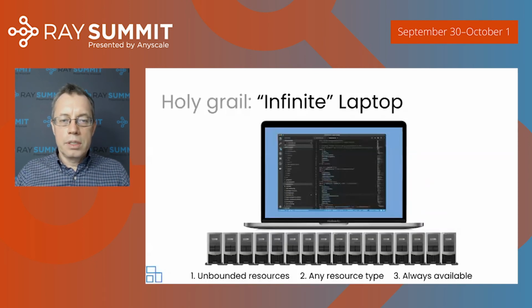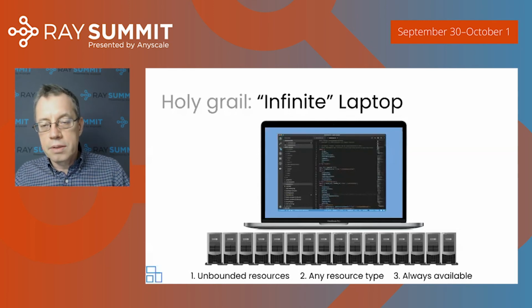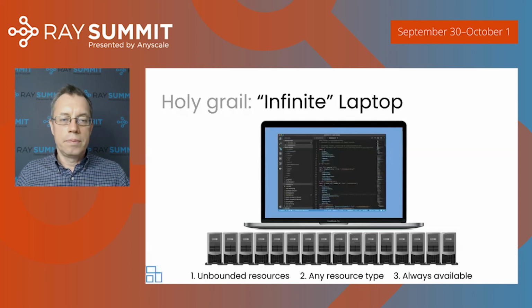In other words, what developers really want is an infinite laptop. They want to have the same development experience as on their laptop, but they want their laptop to have access to lots of resources, different kinds of resources, and be always on. And this is what we are trying to build for you at Anyscale. This is our vision.